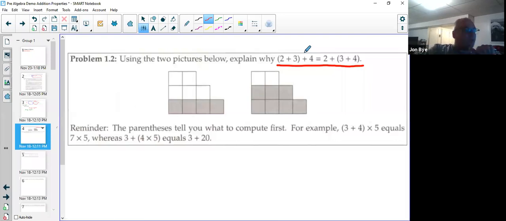Yes. So we have 9, right? We know the answer is 9, but we're going to use the pictures to explain this. It's not a proof, but it just helps us understand what the property is.